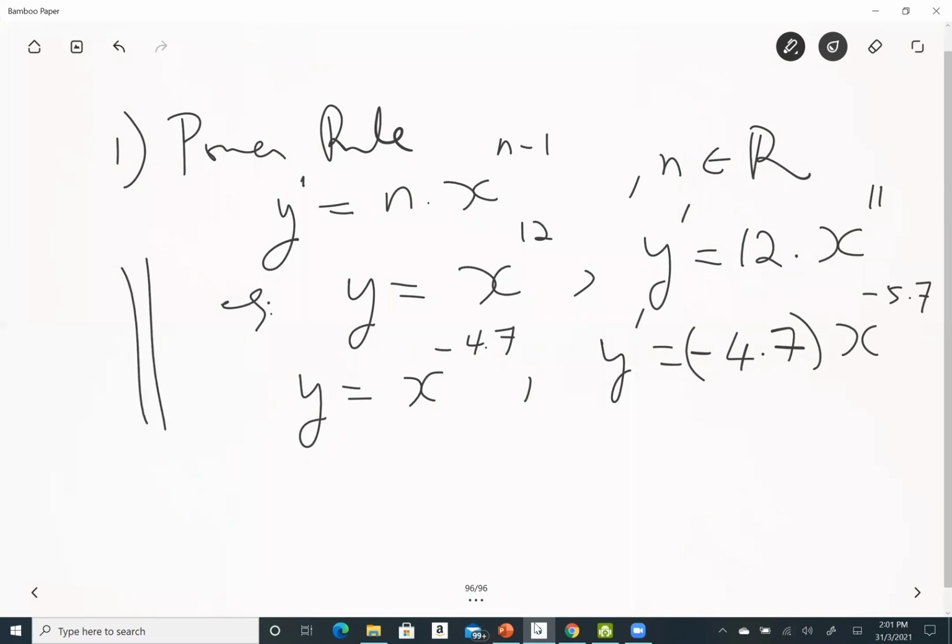What you need to remember is just the rule. And the derivative is a function, and that derivative function will give us the slope of the function at any point.